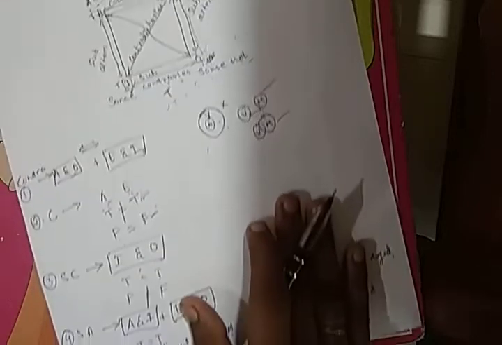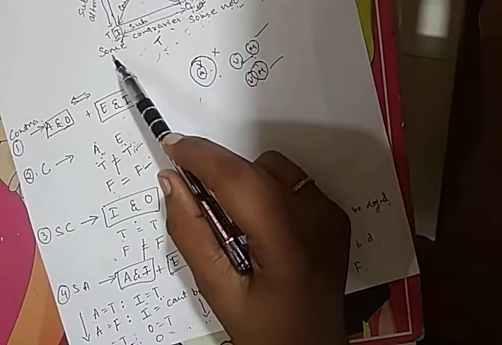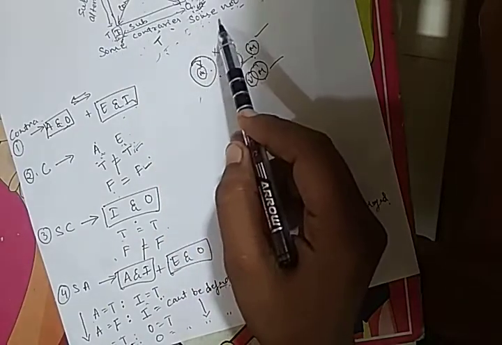Now, next one. There are two statements. They are related in such a way that they both can be true together but cannot be false together. What is the answer now? Can be true together but cannot be false together. So that is subcontraries. What are subcontraries? I and O. I is some and O is some not. So this is the pair which gives us both together can be true but both together can't be false.